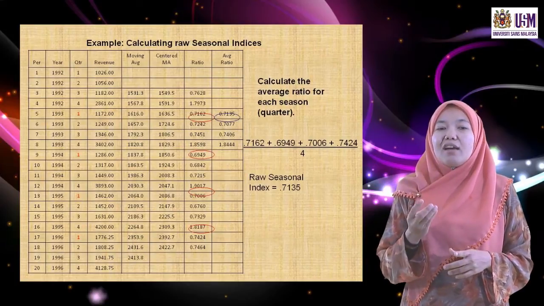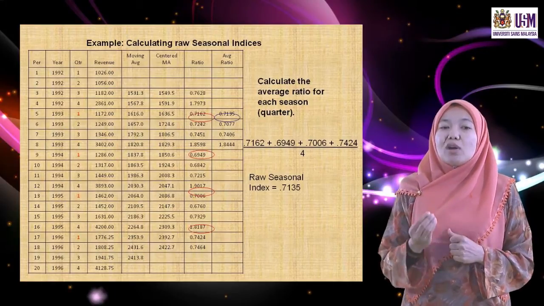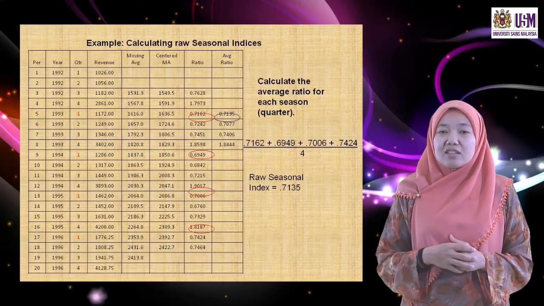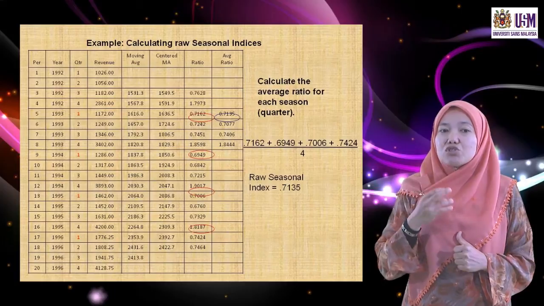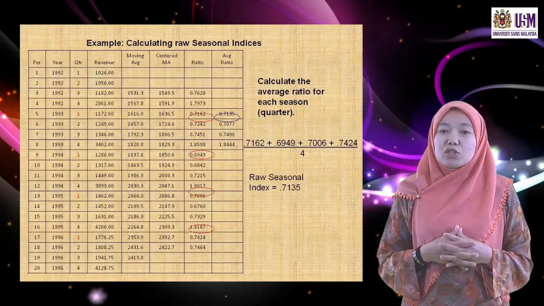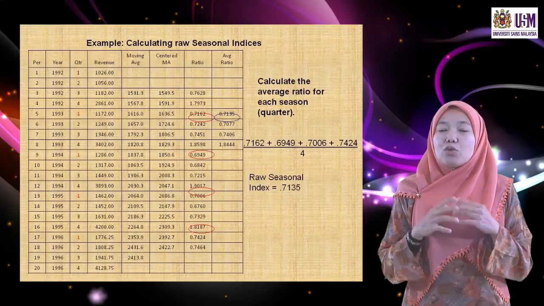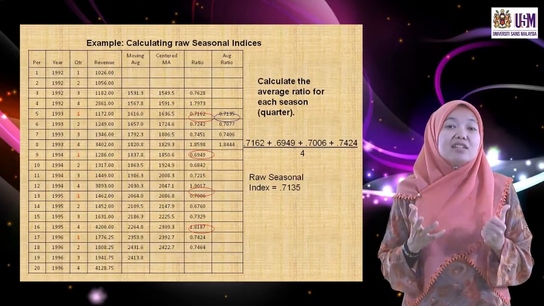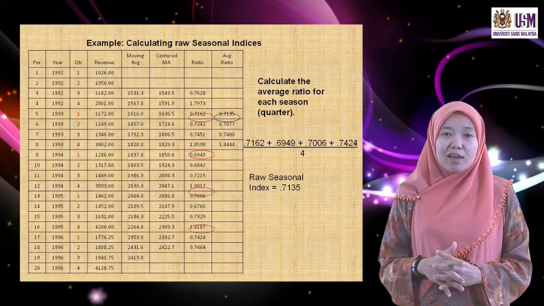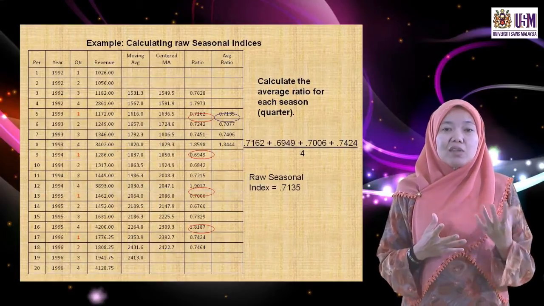And then you also have the first quarter seasonal ratios for 1995, as well as for 1996. So the ones that I circled in red are the first quarter values for 1993, 1994, 95, and 96. You need to calculate the average ratio. So you add all these four seasonal ratios together and divide by four. So what you get now is the raw seasonal index for quarter one, which equals 0.7135.